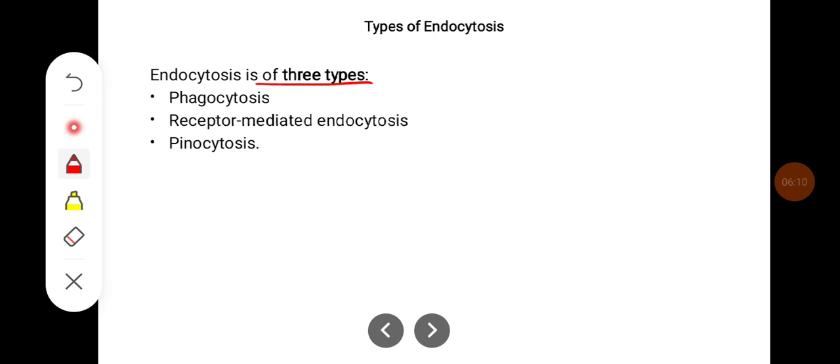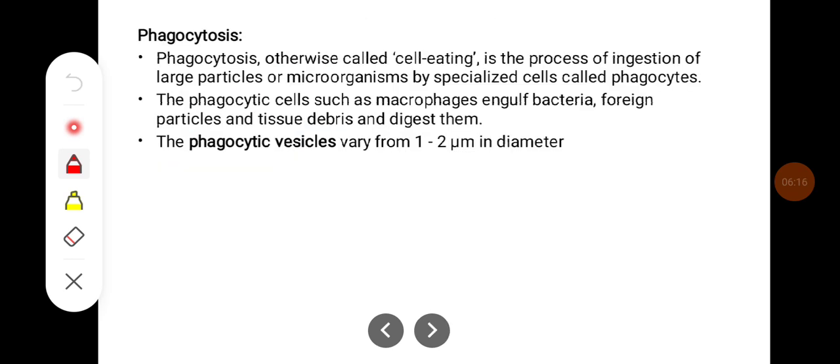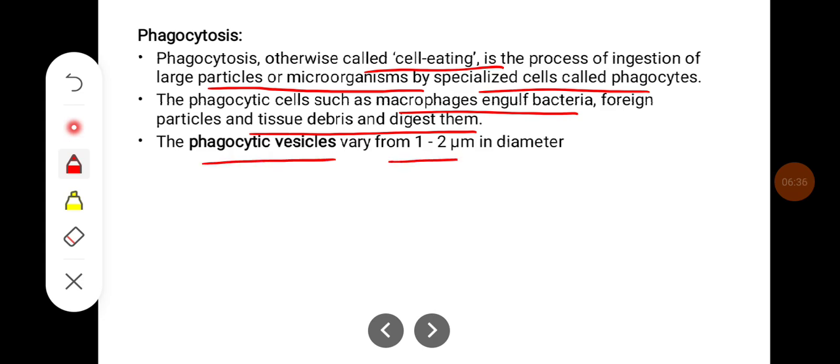Endocytosis is of three types: phagocytosis, receptor mediated endocytosis, and pinocytosis. Phagocytosis is otherwise called cell eating. It is the process of ingestion of large particles or microorganisms by specialized cells called phagocytes. The phagocytic cells, such as macrophages, engulf bacteria, foreign particles, and tissue debris and digest them. The phagocytic vesicle varies from 1 to 2 microns in diameter.